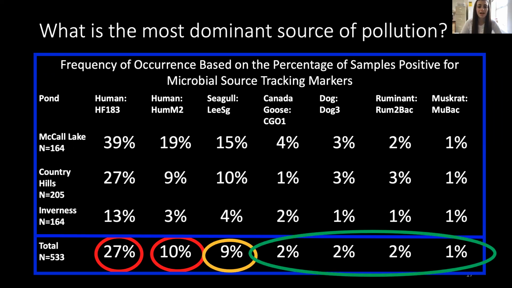Third, we noticed that the other source tracking markers, so Canada goose, dog, muskrat, and ruminant, were detected in less than 2% of samples. We also noticed that the frequency of human fecal contamination varies between the individual ponds sampled, with 39% of samples in McCall Lake detecting human fecal contamination. So we then ask ourselves the question, is there one site within that pond that drives up this frequency of human fecal contamination?